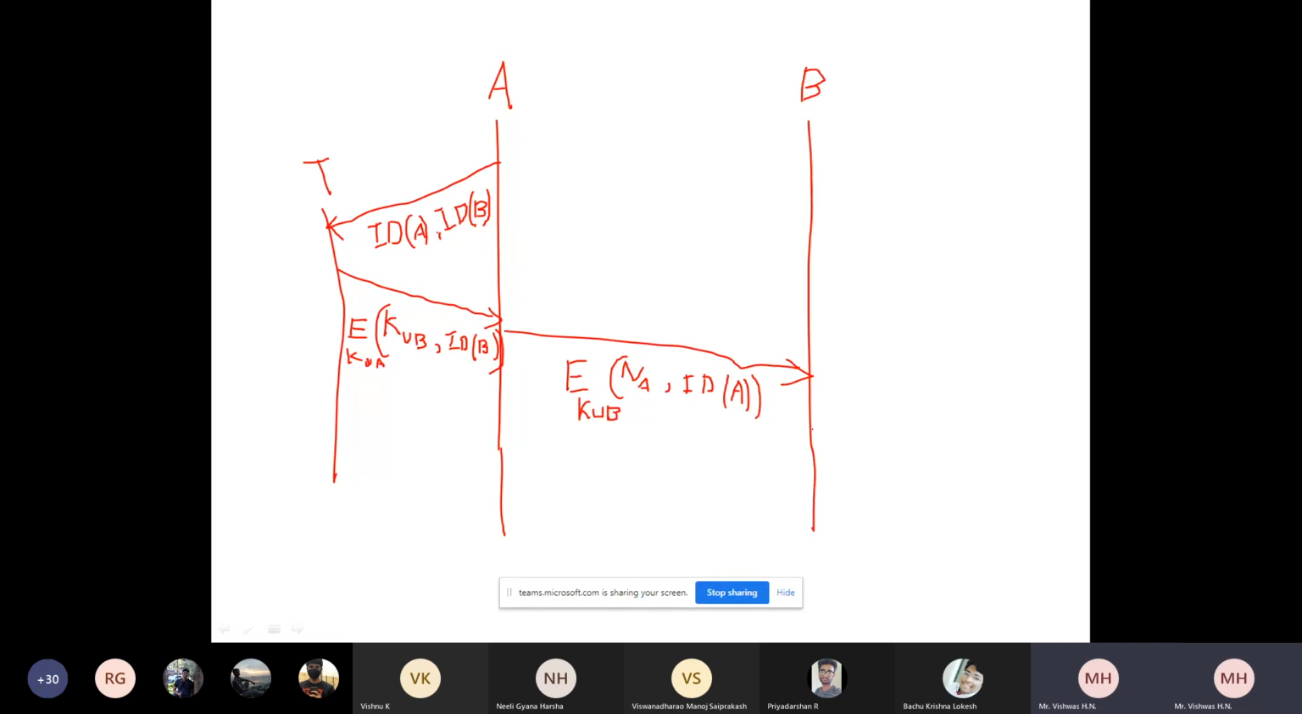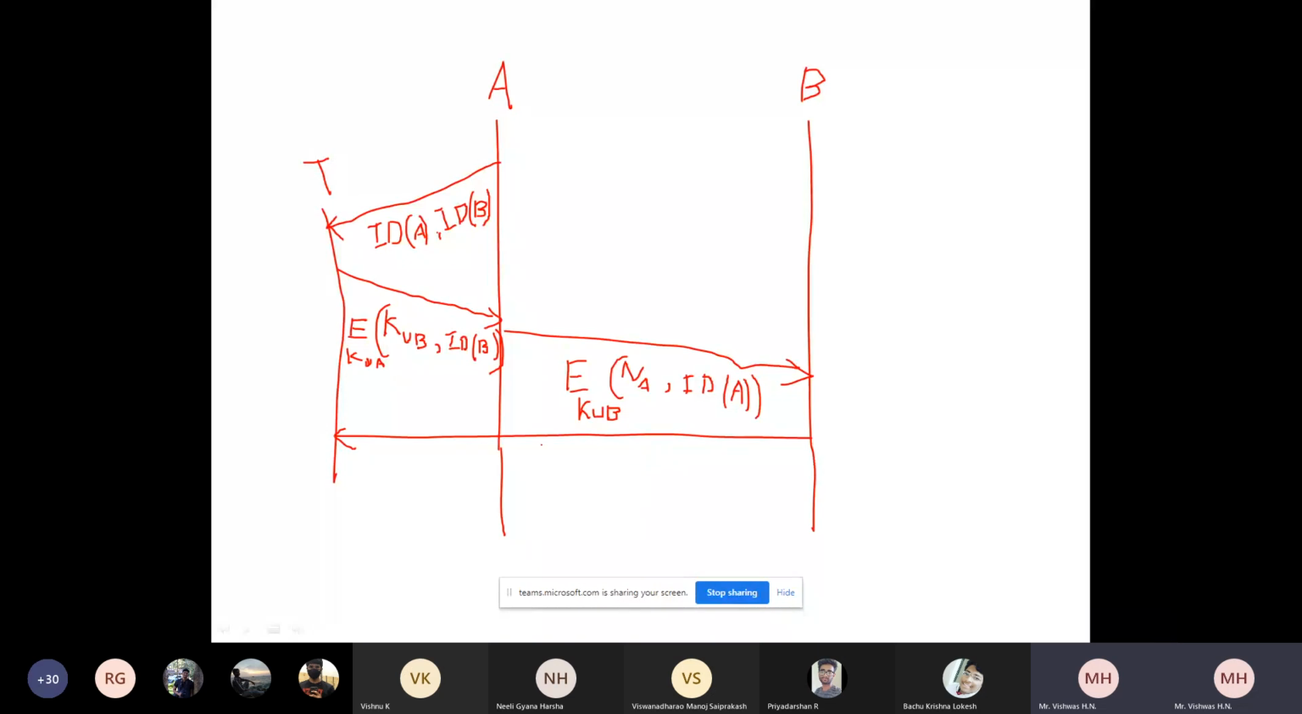So for that, B will send a response to A. Okay, sorry. B will communicate. There is a small change here. Okay. B has to obtain the public key of A. Imagine B also doesn't have the public key of A. Okay. From the trusted third party again. So what B will do, let me write here, B is going to communicate to the trusted third party.